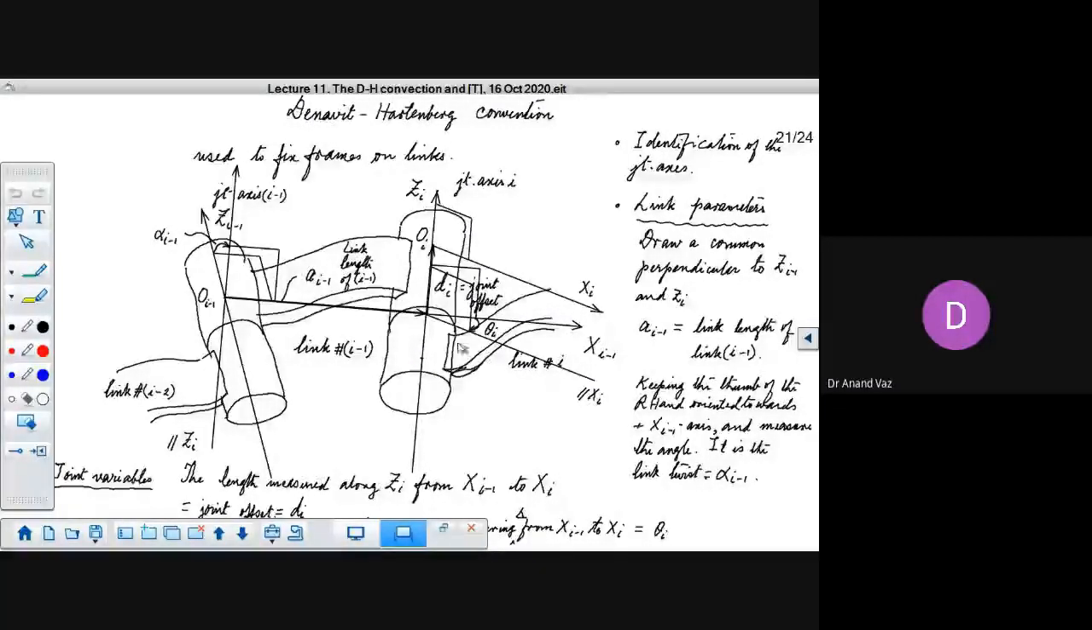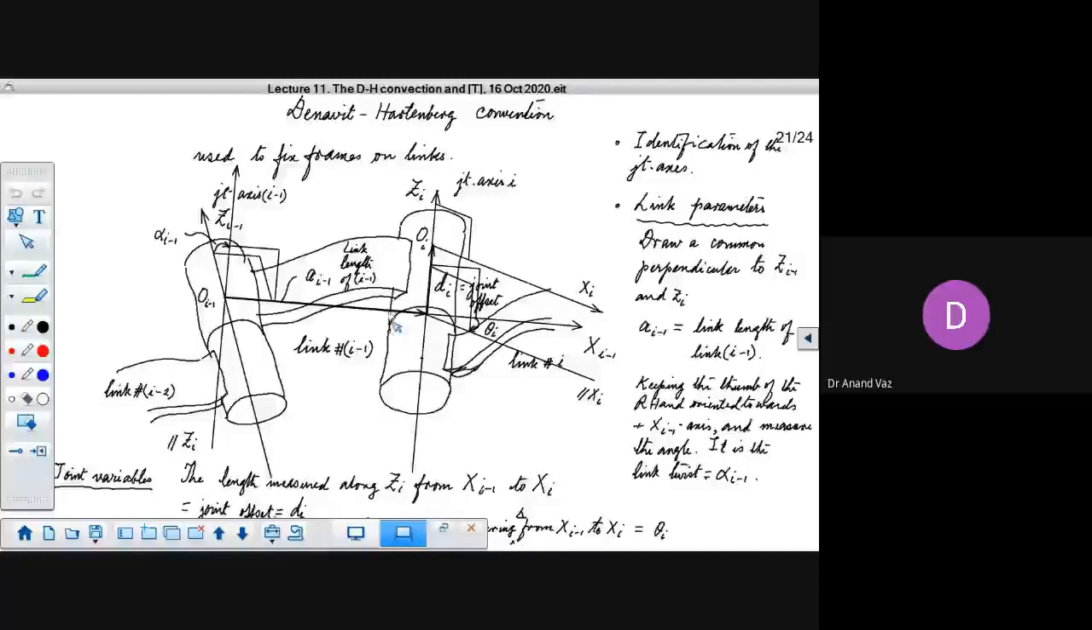So we constructed the common perpendicular, we determined its length, and we called it the link length. In fact, it also gave us the direction of the x axis corresponding to link i minus 1. That was shown here as xi minus 1, and that axis is actually starting from Zi minus 1 and proceeding towards Zi.